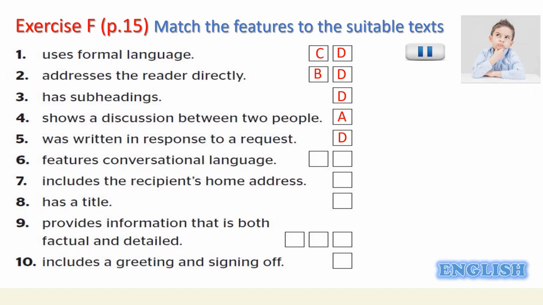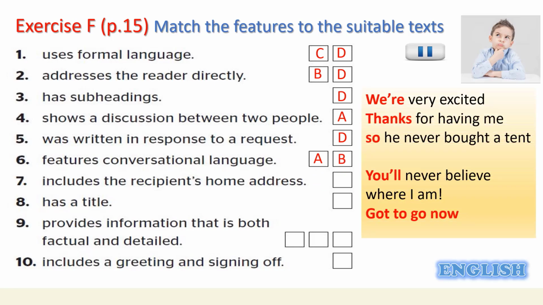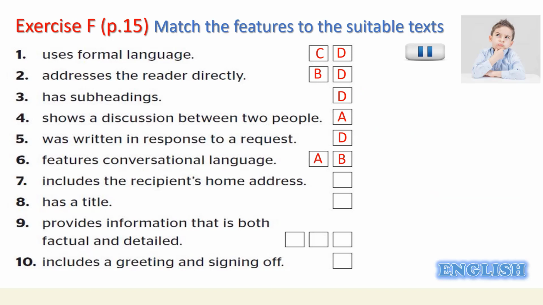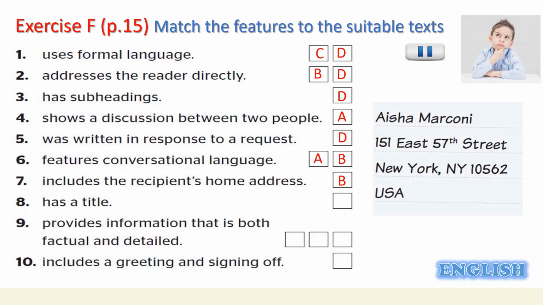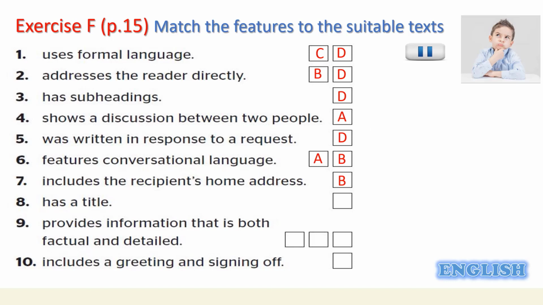Number 6. Features conversational language. They are text A and text B. Good. Number 7. Includes the recipient's address. Text B. The address is Aisha Marconi, 151 East 57th Street, New York. Next, a text which has a title. It is text C. Going with the flow. Very good.